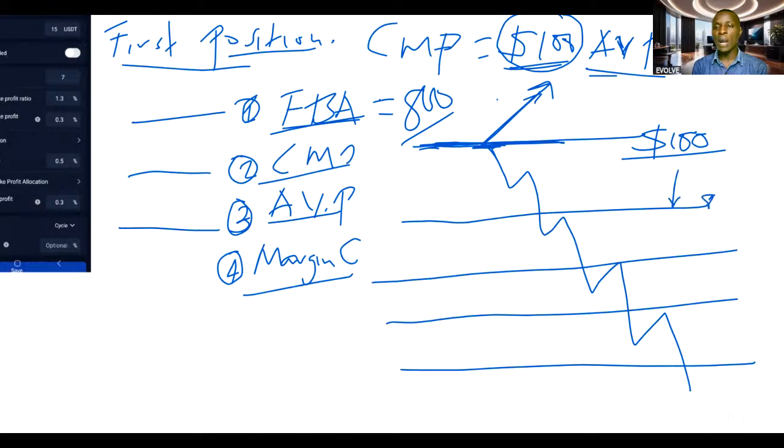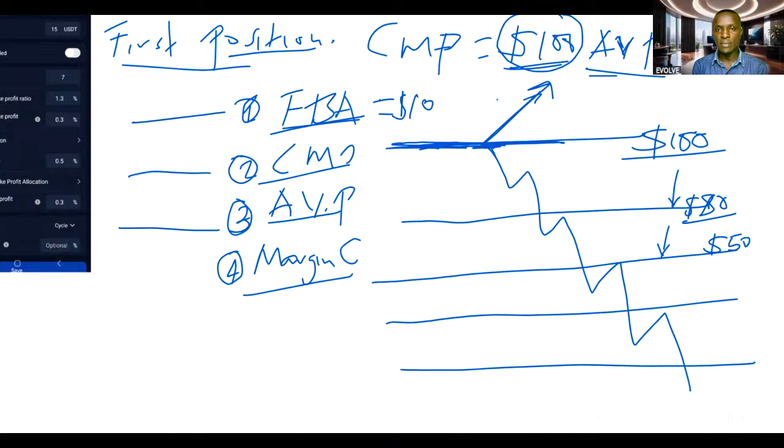Someone who has shock absorbers will buy more coins. If the price continues to drop down from $80 and goes to $50, they will continue. They have no pressure. Why? Because they have shock absorbers. So if someone entered the first position on top here, instead of $800, let us say they entered with $10.